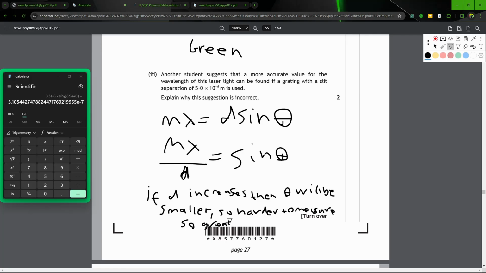You've got to make sure to say percentage uncertainty, because it has to be a specific type of uncertainty. It's not reading uncertainty or systematic uncertainty.